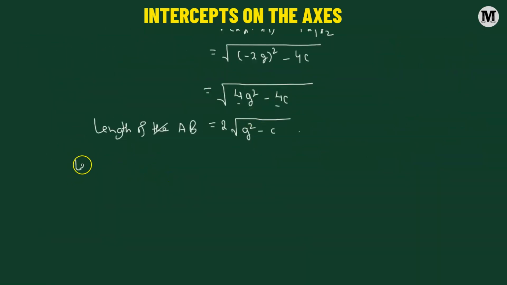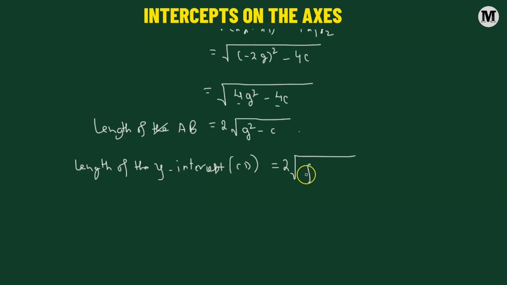So we will get the length of the y-intercept, which is nothing but the distance CD. That will be given by 2 times square root of f squared minus c.